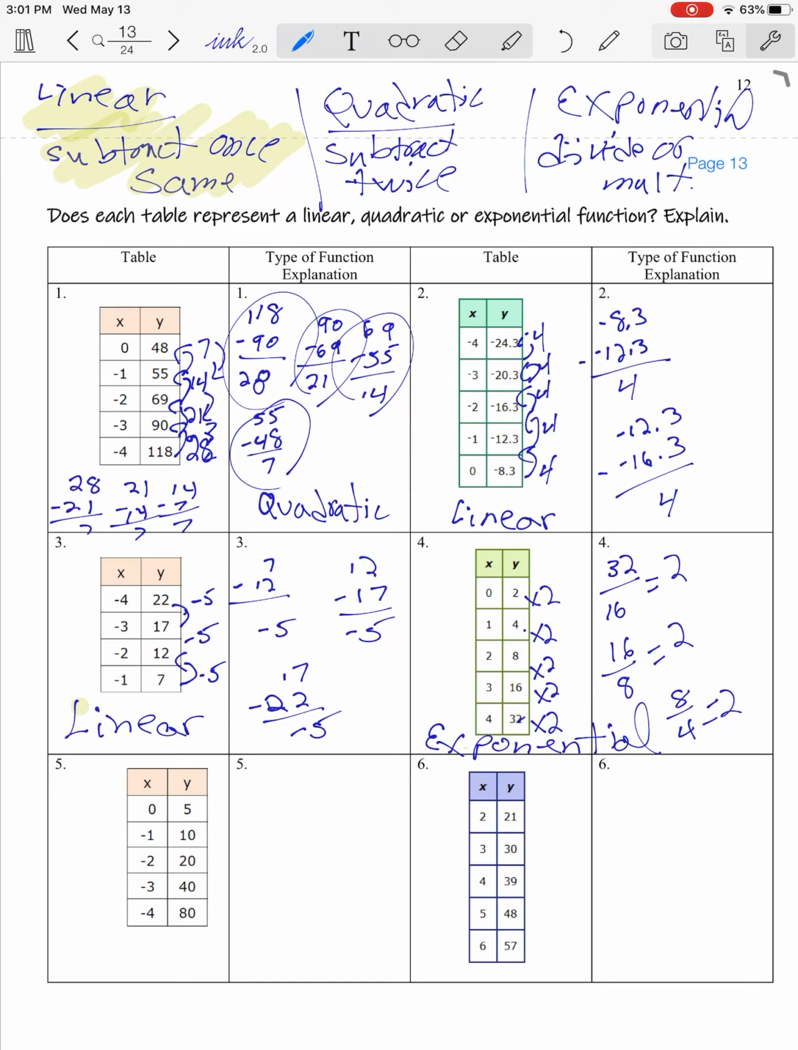Now you could use the calculator for this, and you could have subtracted them once, you could have subtracted them twice, or you may have already noticed that it's multiplying. That's why I say you're like a detective. You have to try and see.